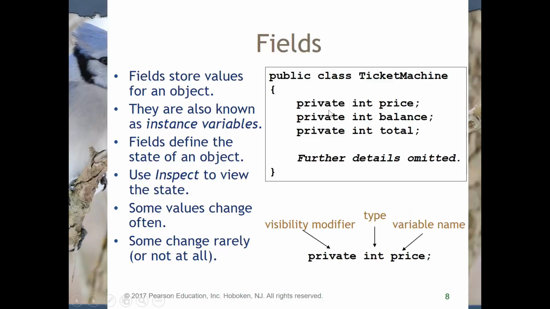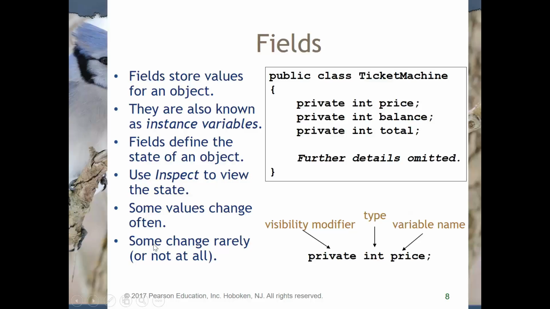And then private is a visibility modifier, and it basically says who can see it. In this case, private means that only code within this class is able to see these variables. Okay? So instance variable, type, and visibility modifier.